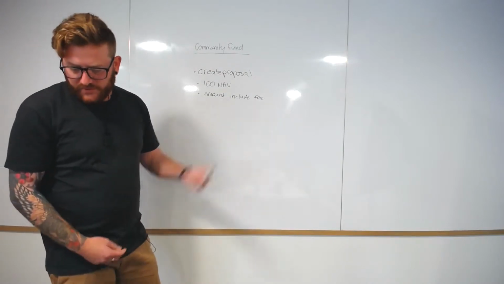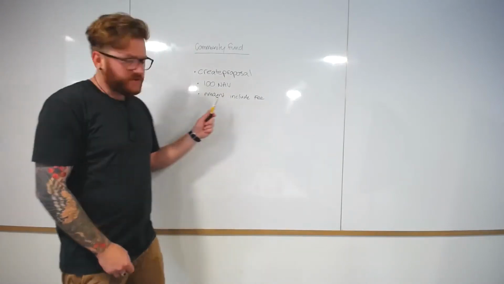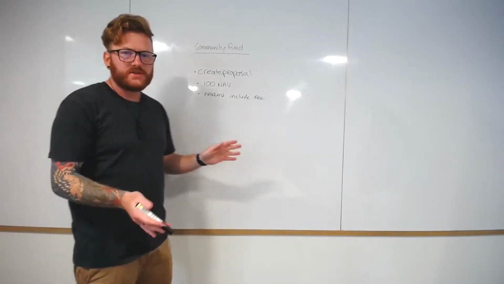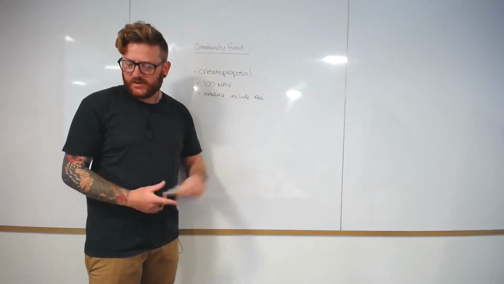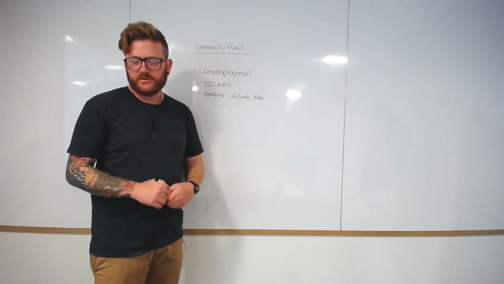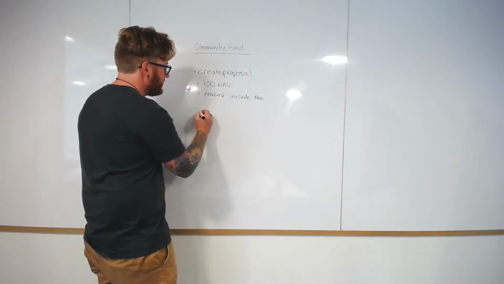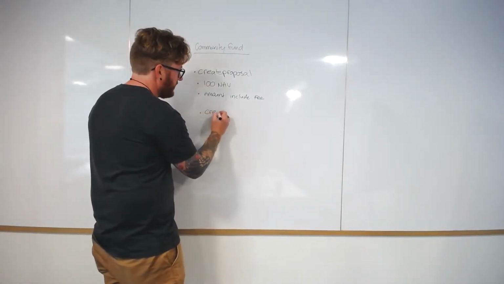Cool. So the basic steps are to create this proposal, and that sort of formalizes the amount. Then this proposal is voted on, and I'll get into the voting mechanic in a little bit. The next step here is to create a payment request.